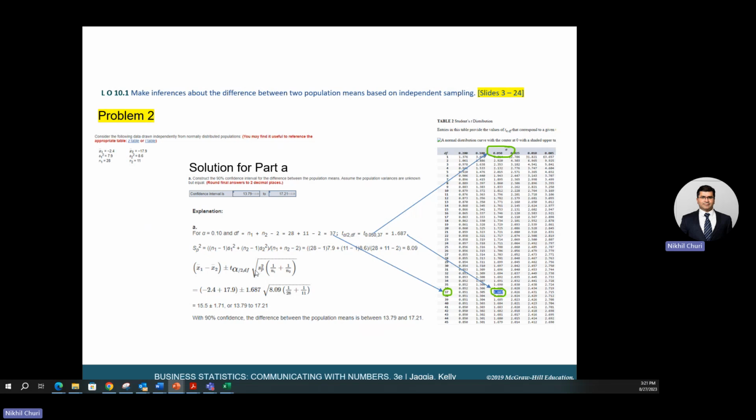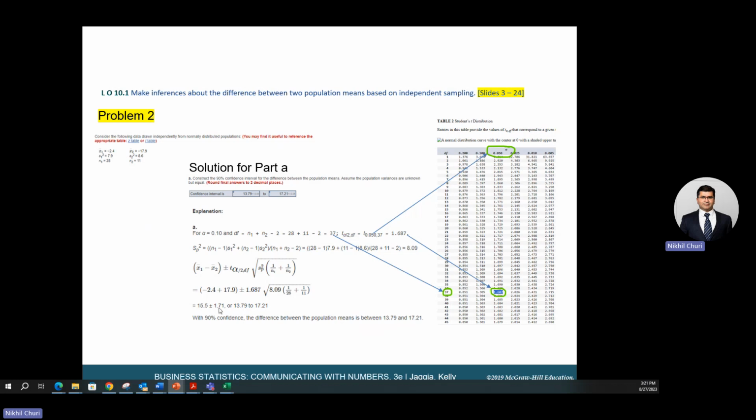Now let's calculate the SP square. So SP square, again, the formula which we already saw during the PowerPoint slide. So I just plug in those numbers. I know N1, I know S1 square, I know N2, I know S2 square, plug in these numbers and I got SP square equals to this. Now I have everything that is required. So I just plug in all these numbers into my final formula of this. I got the confidence interval of this one.